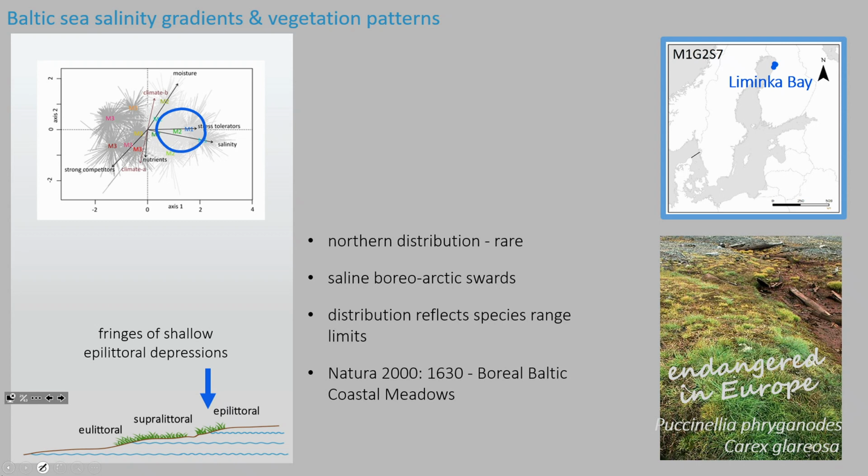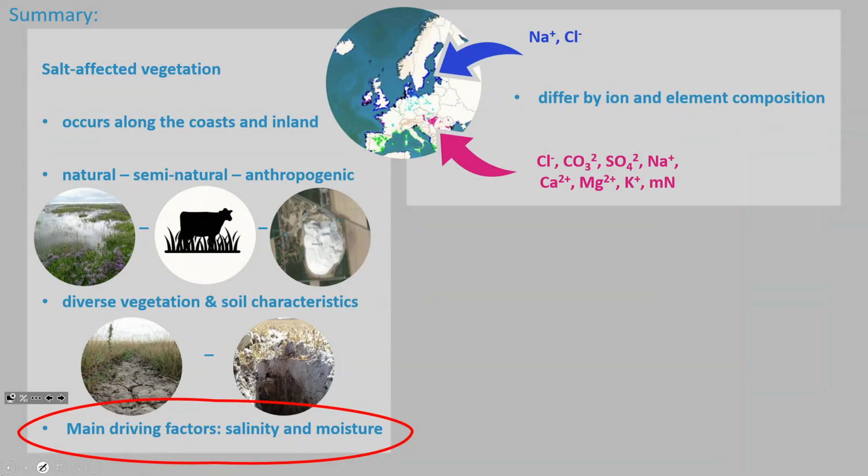So we don't only have this broad scale pattern, we also need to look at small scale patterns. And I can't add more to our summary than saying, yes, we see in our data that those main driving factors, salinity and moisture, do play a role on a broad geographic scale, but also on local sites.